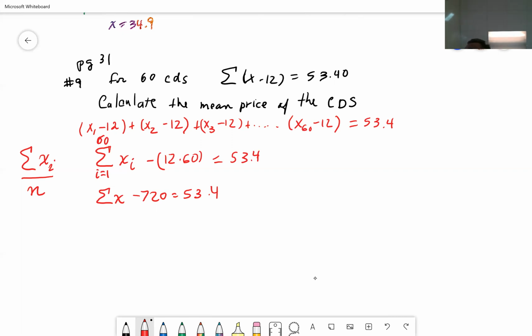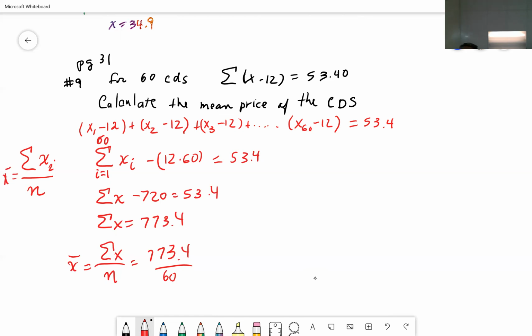So I'm going to add 53.4. So I know that the sum of my x's is 773.4. And if I take 773.4 and divide it by n, what's my n? 60, I get my x bar. So I'm going to divide that by 60, and I get 12.89 is the average price.